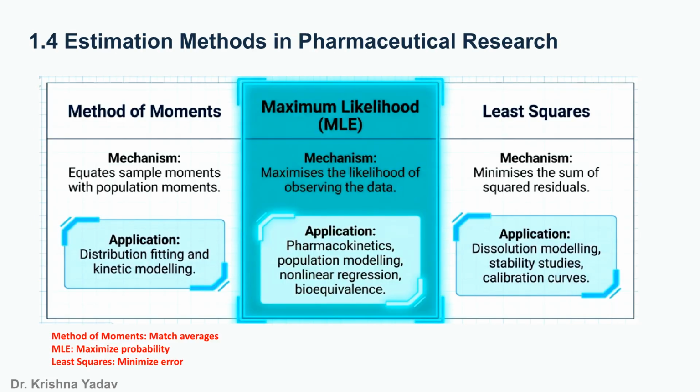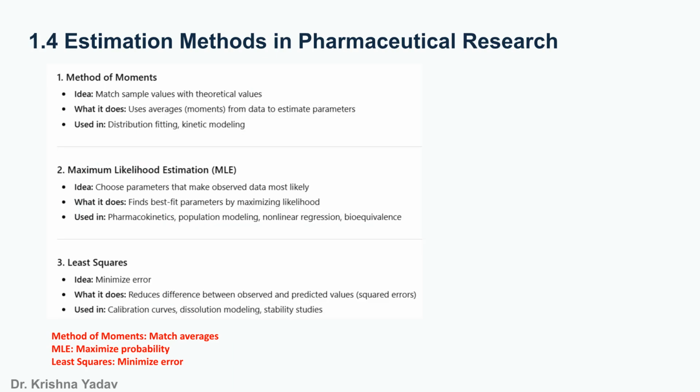Section 1.4 covers key estimation methods in pharmaceutical research: method of moments, maximum likelihood estimation, MLE, and least squares. Each method utilizes a distinct mechanism and has specific applications. The method of moments matches sample values with theoretical values, primarily used in distribution fitting. MLE maximizes the likelihood of observing the data and is used in pharmacokinetics. Least squares minimizes the error and is used for calibration curves and stability studies.